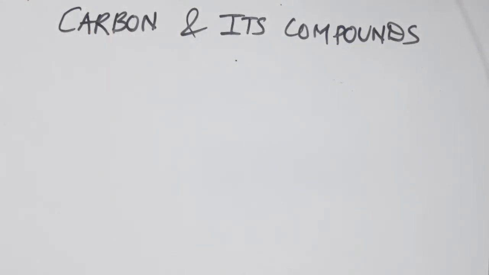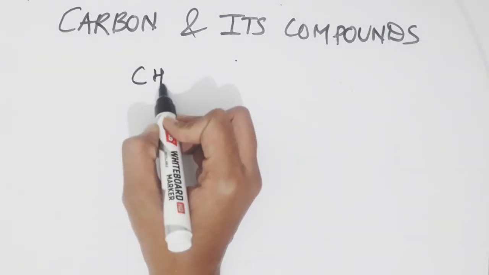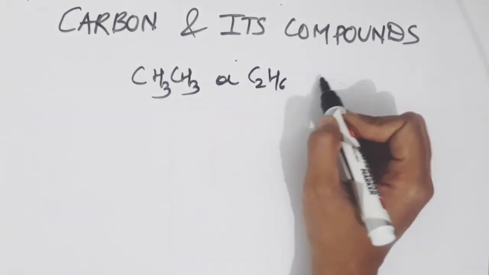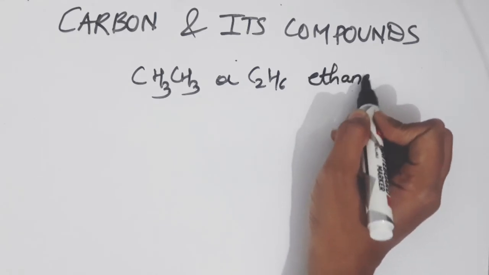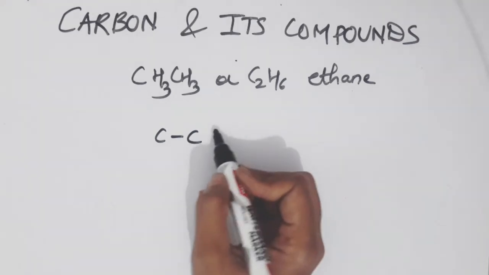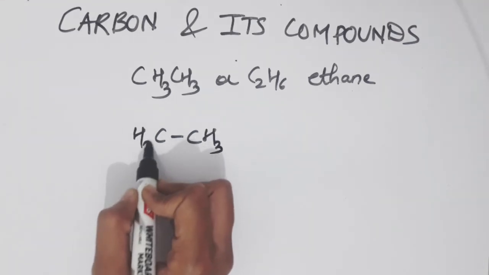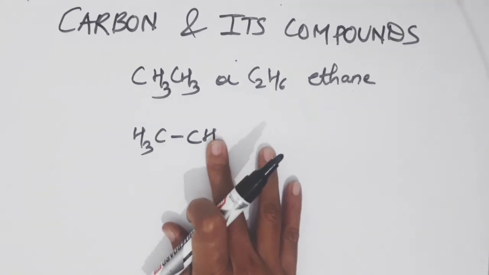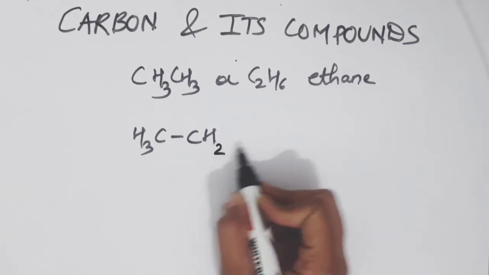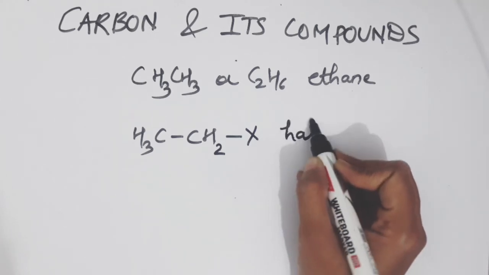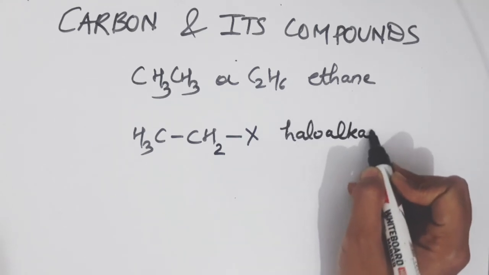Now, discussing each of the functional groups in detail. You take a parent compound, CH3CH3, or you can write it as C2H6, or you can write it as ethane. Here we have a carbon-carbon single bond attached to 3 hydrogen on this side and 3 hydrogen on this side. Now if you replace one of these hydrogen atoms by one of the functional groups, starting with X, then it is known as haloalkane. This is the general formula of haloalkane.